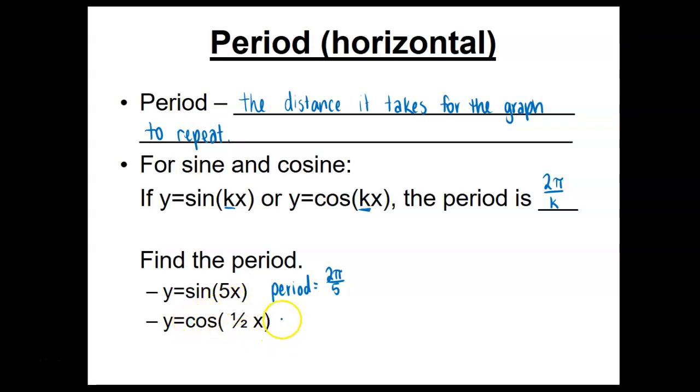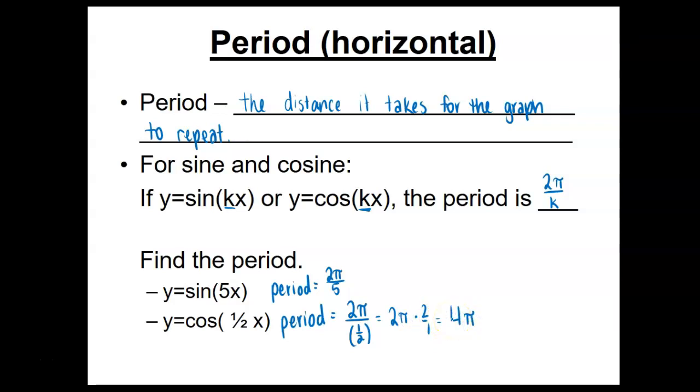The next one, our period, is going to be 2 pi divided by 1/2. And you guys should know by now that I do not want you to leave me something like 2 pi over 1/2. That needs to be simplified. So 2 pi times 2 over 1 is going to give you 4 pi.